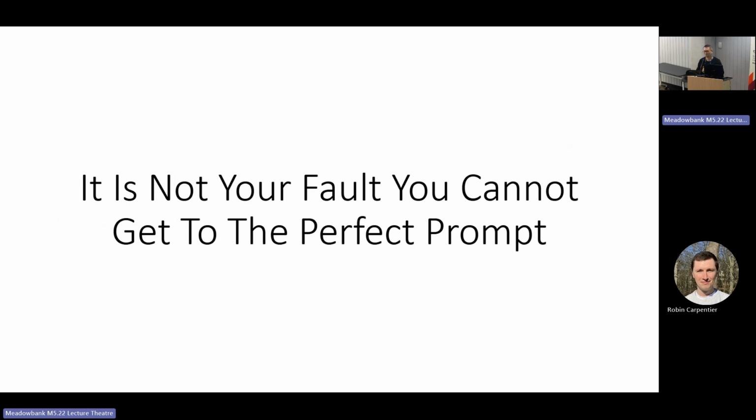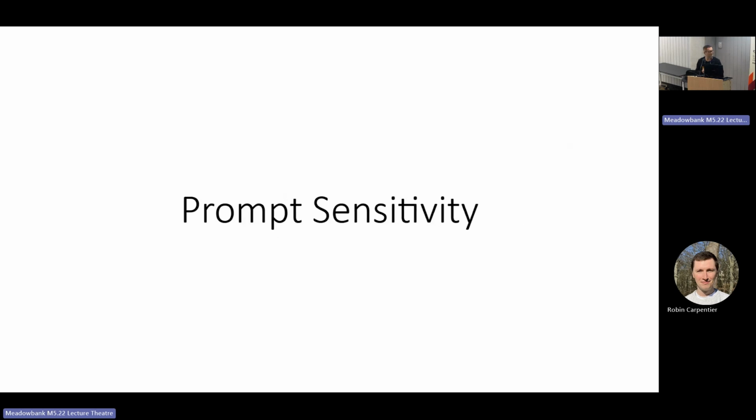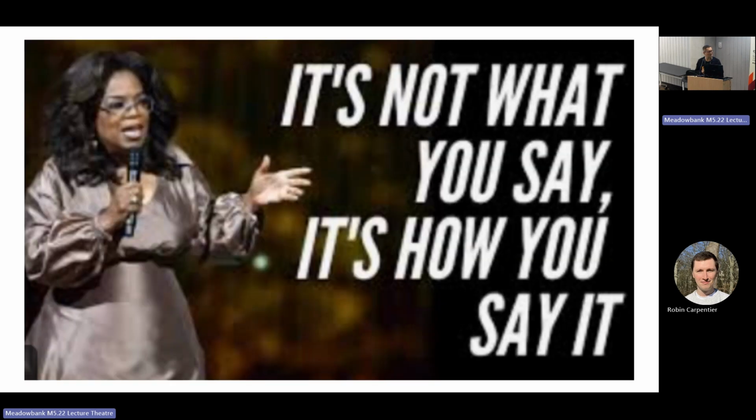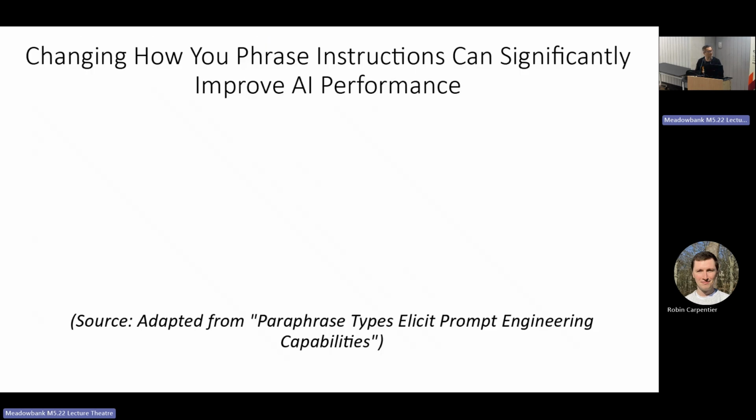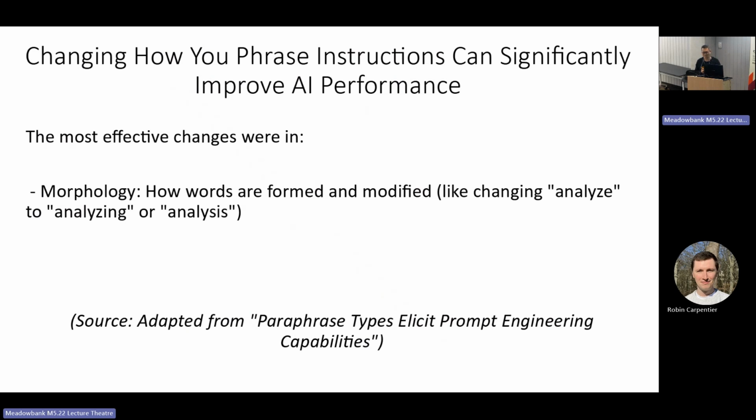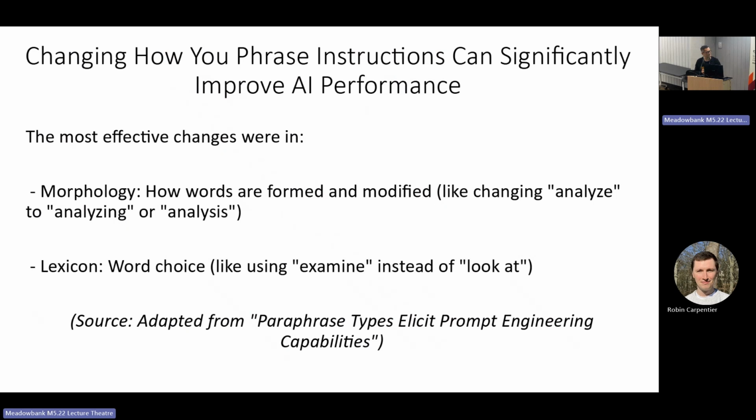It is not your fault that you cannot get the perfect prompt with AI, ChatGPT. Why? Because it's very sensitive to the wording. It's not what you say, it's how you ask, how you say it. So changing your phrase or instruction can significantly improve performance. The most effective changes are in these two features. Morphology: look at the changes just by changing from analyze to analyzing or analysis, it could affect your output. And also lexicon.